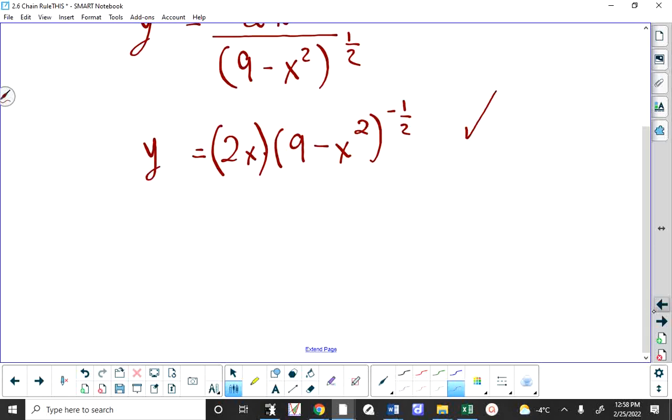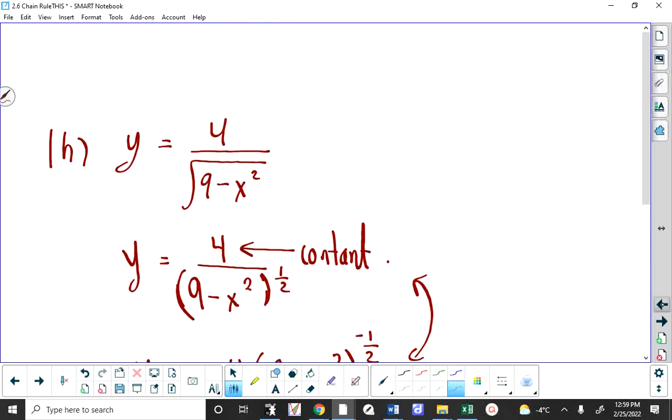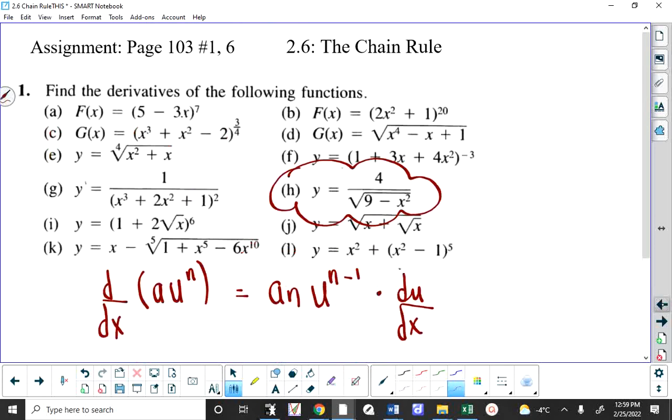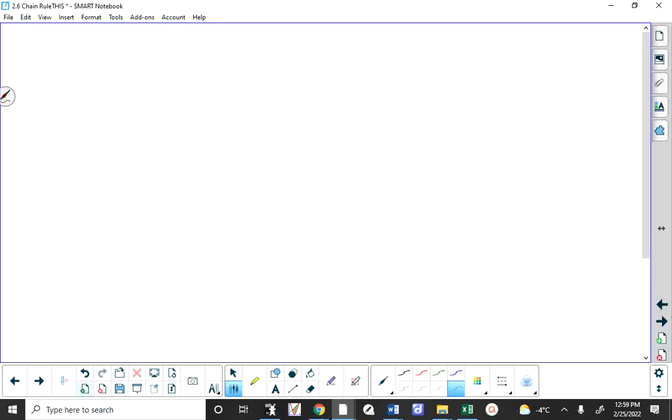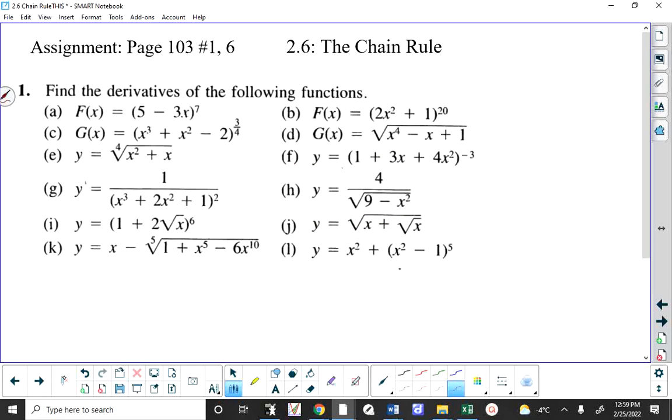Grant. 1K? I had mentioned yesterday that many of these questions, 1K is one of them, are really just a test of your patience in applying the chain rule.